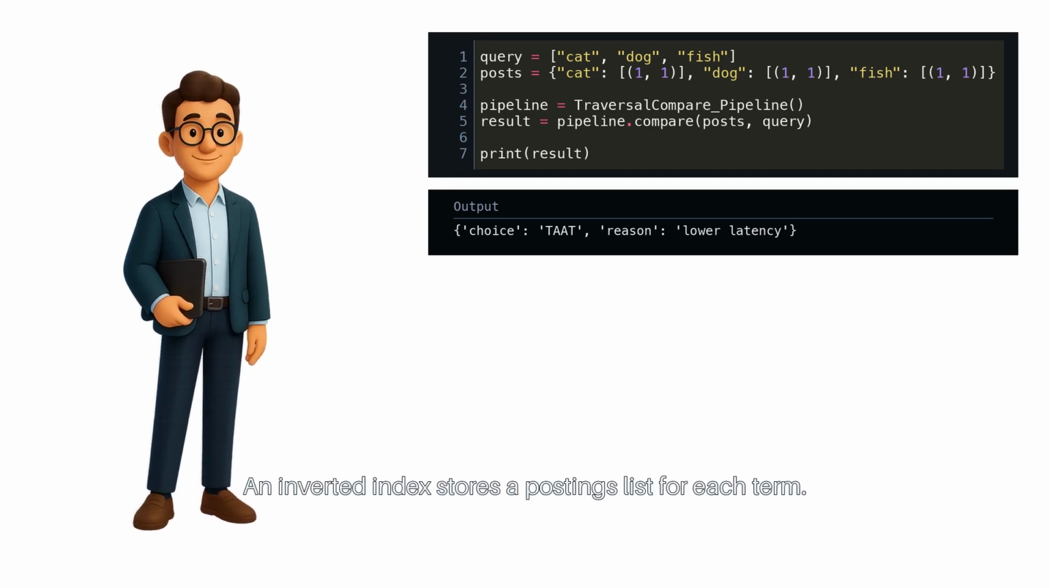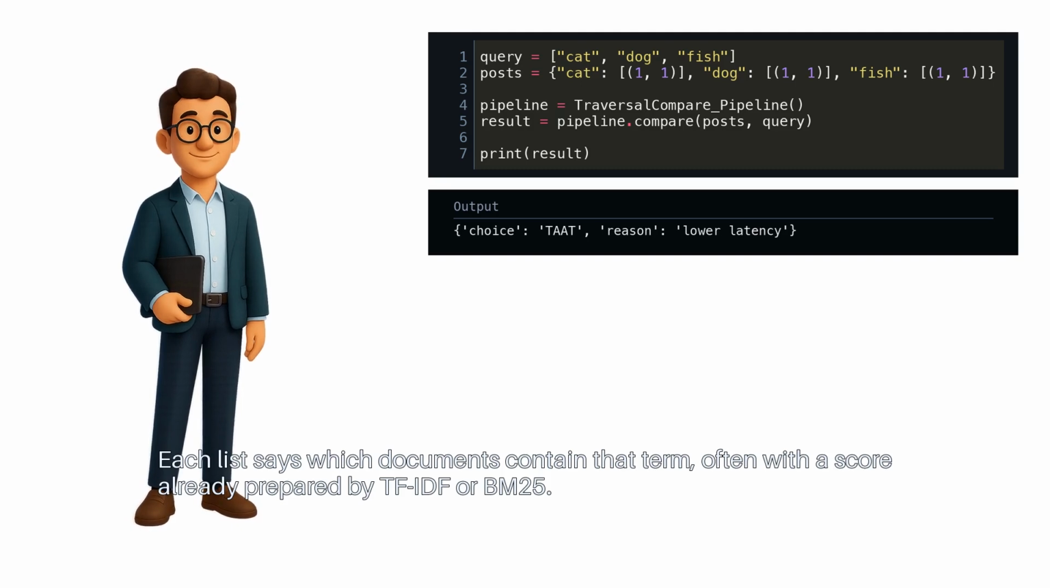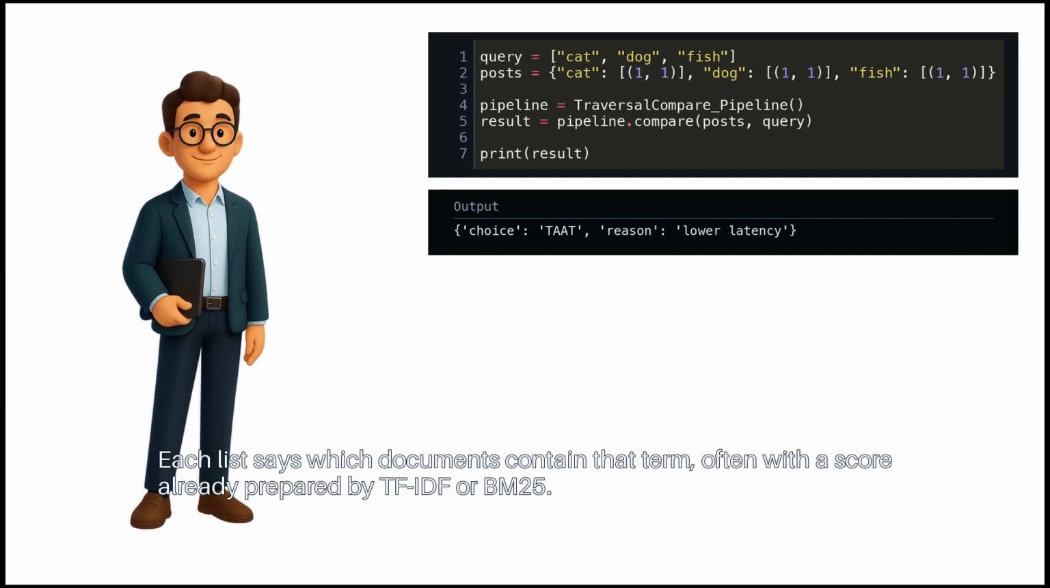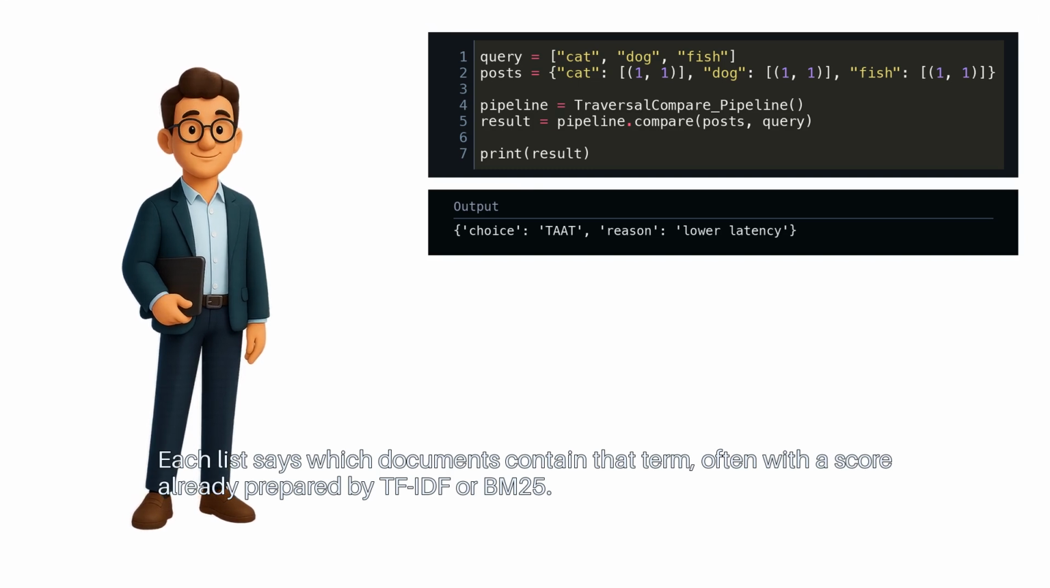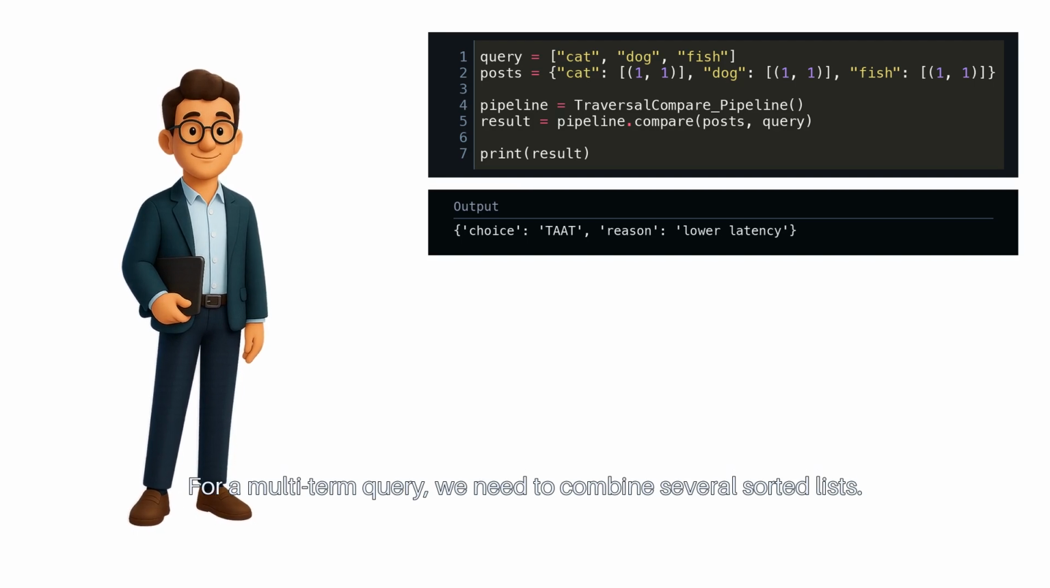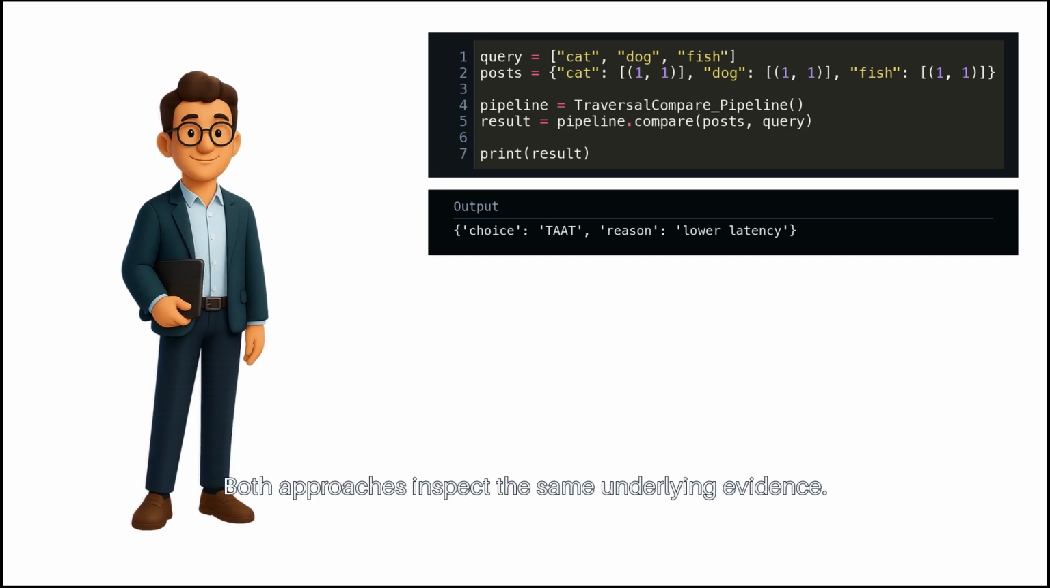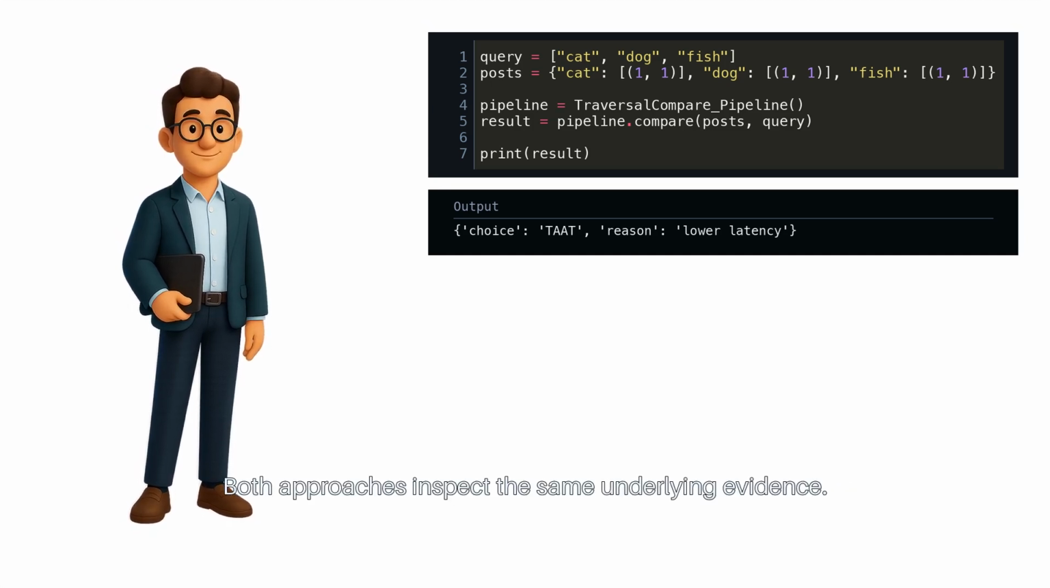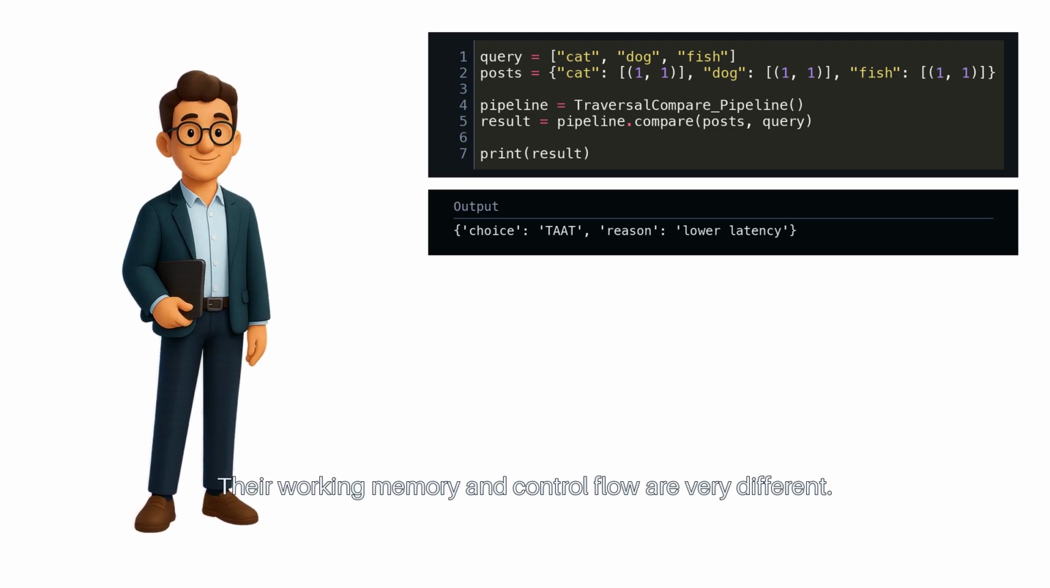An inverted index stores a postings list for each term. Each list says which documents contain that term, often with a score already prepared by TF-IDF or BM25. For a multi-term query, we need to combine several sorted lists. Both approaches inspect the same underlying evidence. Their working memory and control flow are very different.